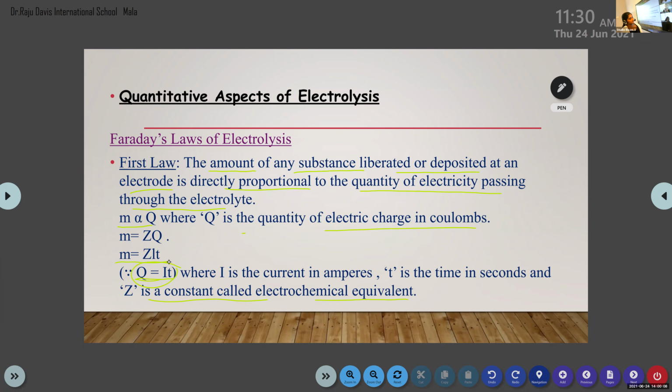Is this clear? Michael, are you there? All of you, please switch on your videos. Ma'am, yes. So ZIT is the final equation. Yes. M equal to ZIT, that's the final equation.